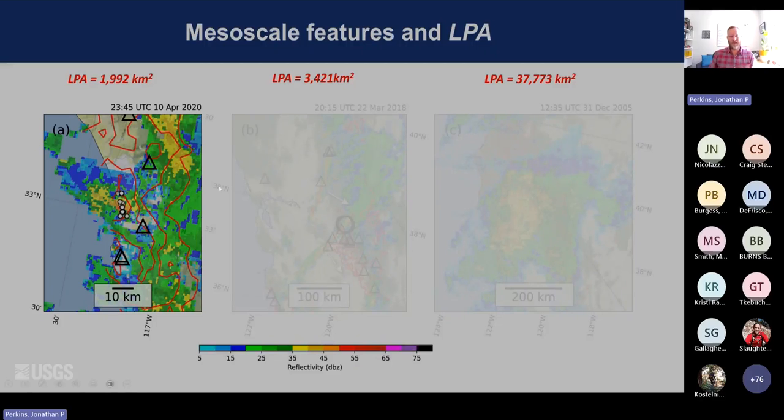processes. So going back to our San Diego example, here are the landslides mapped by Paul Burgess. Here are some National Weather Service storm reports of debris flows from that event. These red contours are our A-star contours above 1. And here I'm showing the landslide potential area. It's quite small, about 2,000 square kilometers for this whole area.